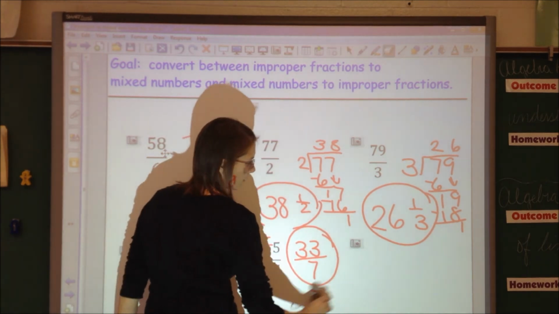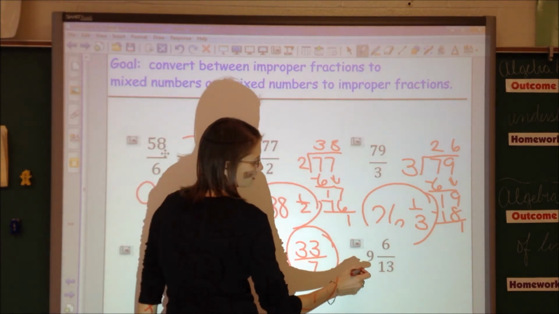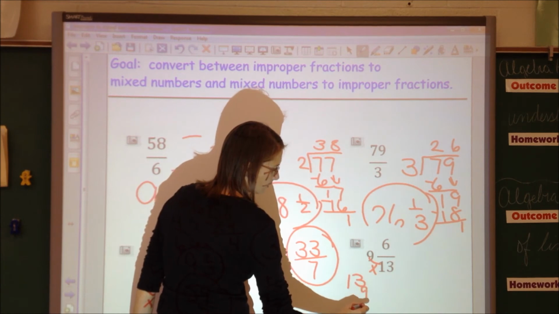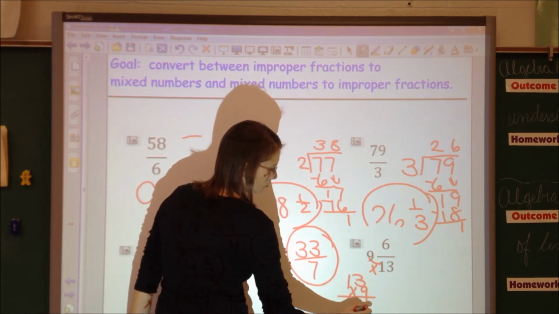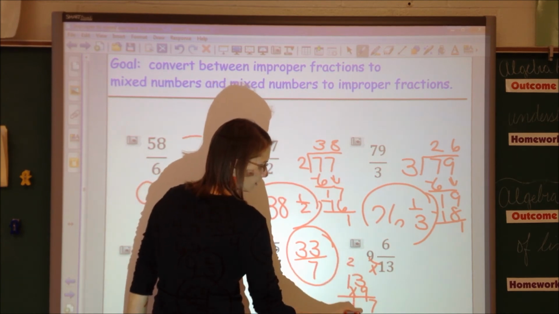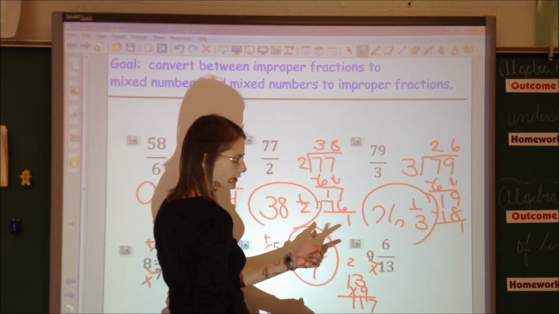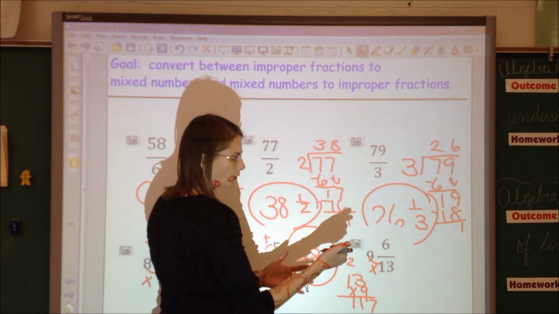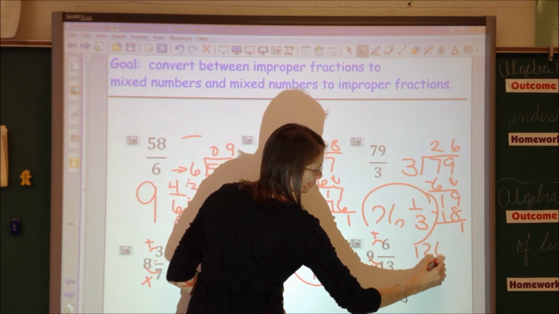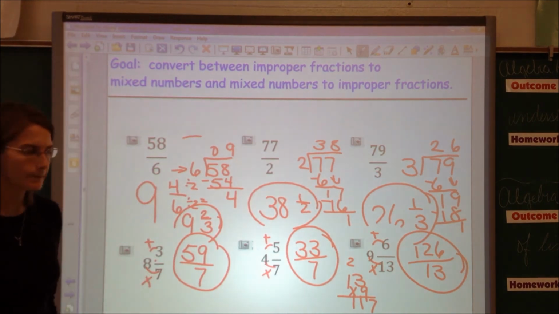And the last example we have for today is 9 and 6/13. So I'm going to multiply 13 times 9, and I can't do that in my head, so I'm going to do it right here. 13 times 9. 9 times 3 is 27. Carry my 2. 9 times 1 is 9, 10, 11. So that's 117 plus 6, 118, 119, 120, 21, 22, 123. Because then we add the 6. So I get 123 over 13. And that's my improper fraction.